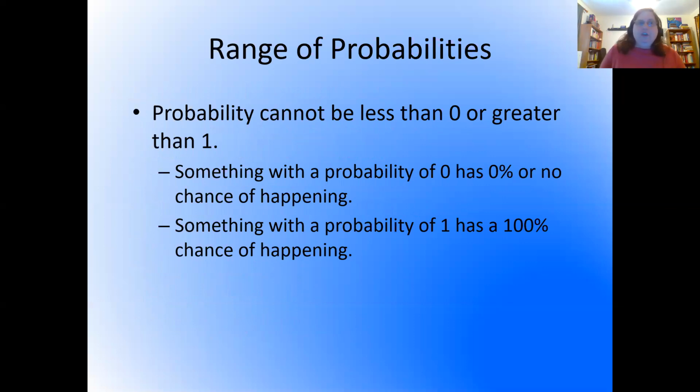Okay, so something with a probability of 0 has 0% or no chance of happening. Something with a probability of 1 has a 100% chance of happening. Now, we tend to live between these two. We very rarely talk about probability of 0 or probability of 1 in statistics. But let me just throw out a fun example for you guys.